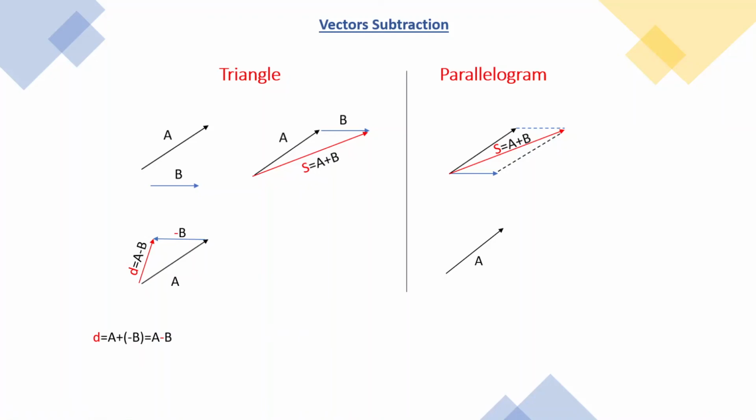Parallelogram method, that was the tail to tail method. So I draw vector negative B from the tail of vector A, and then the same process, drawing two parallel lines to form a parallelogram, and then this would be D equals A minus B. This is how we calculate the subtraction of vectors. In the next video, I will explain how to calculate the components of vectors. That is very important and essential for some courses like statics and electromagnetics.